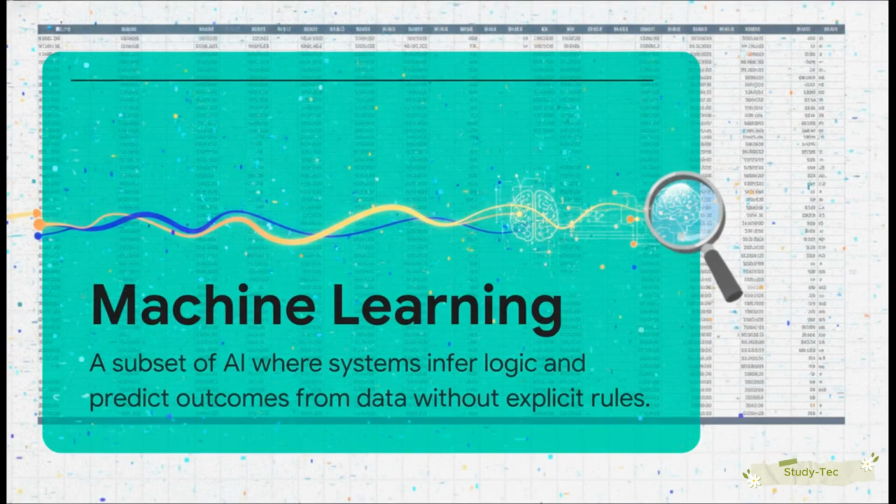This is machine learning. And guys, this represents a massive philosophical shift in computer science. Instead of a human programmer painstakingly writing down every single explicit rule, we essentially hand the computer a massive spreadsheet of historical data and just say, hey, you figure out the rules. The system actually gains experience and infers its own logic just by finding patterns in that data.